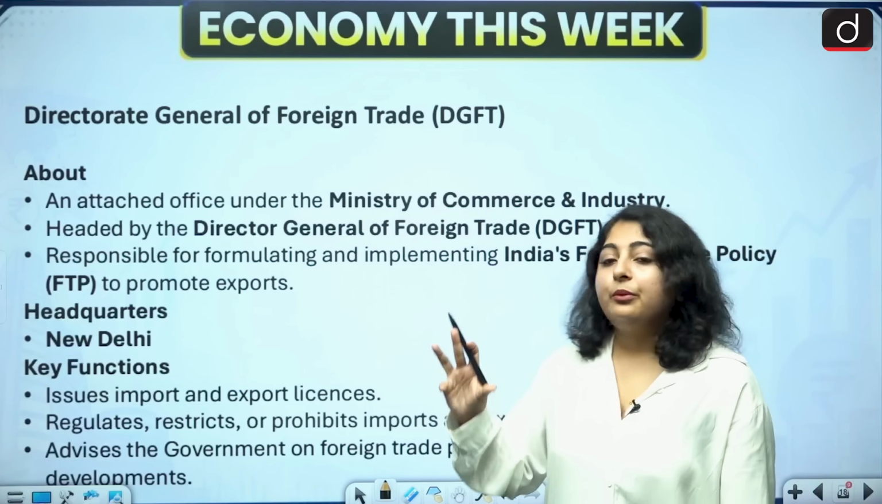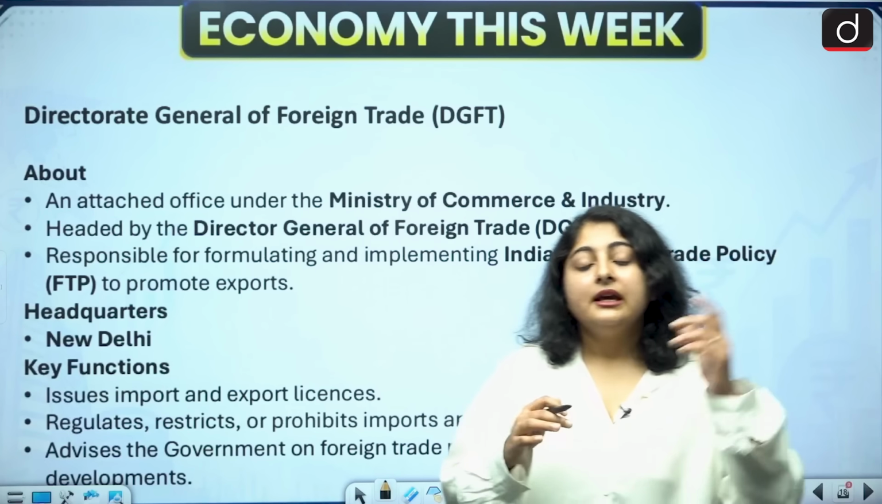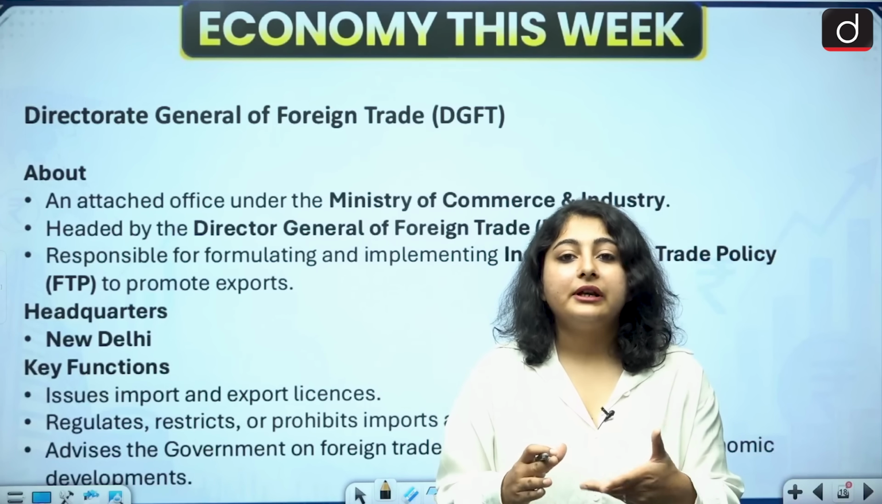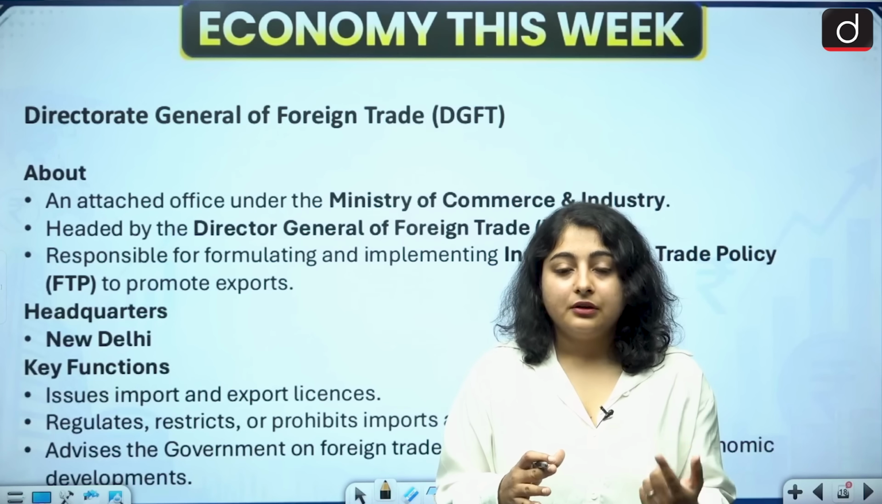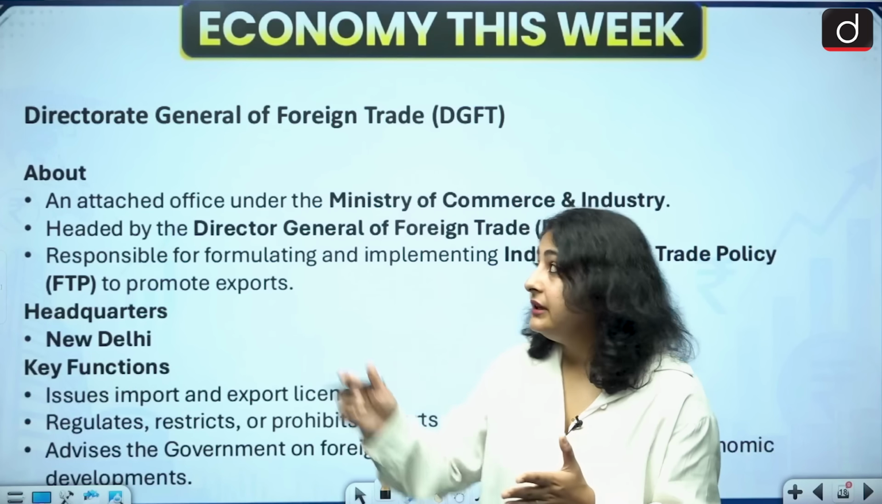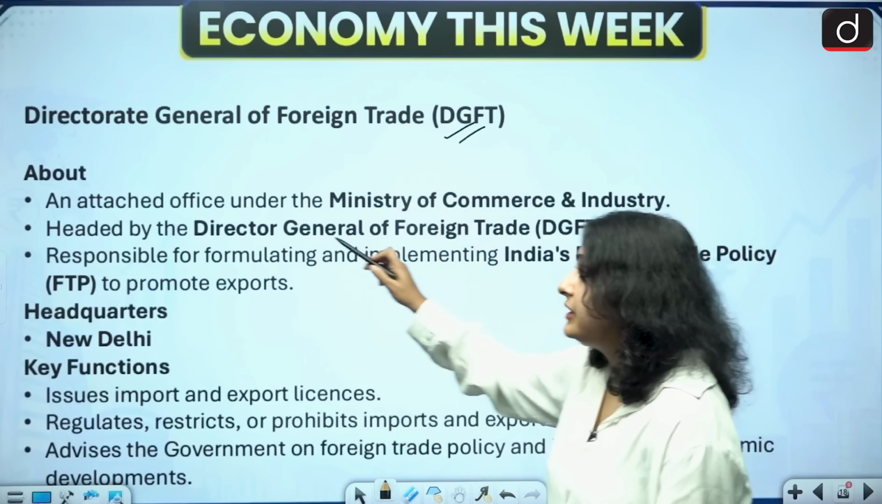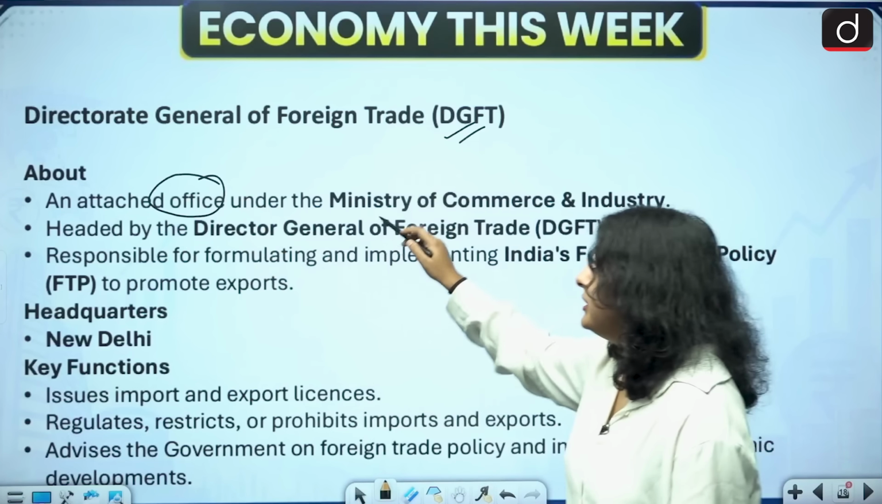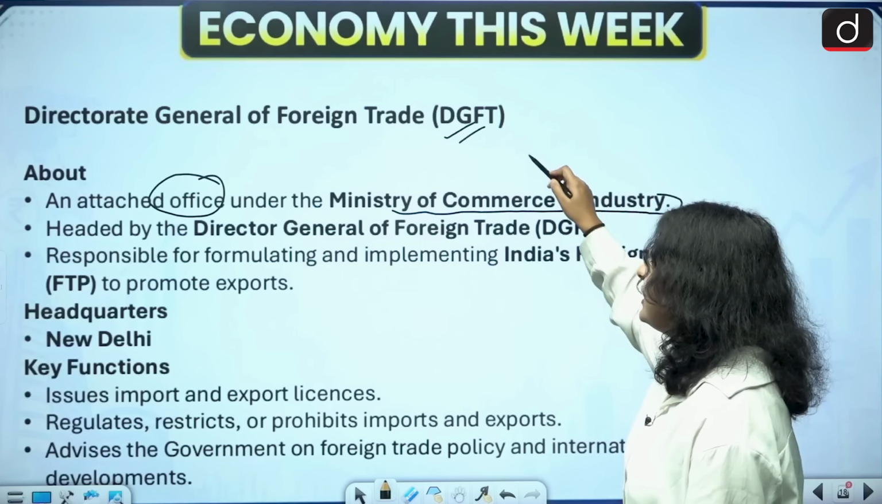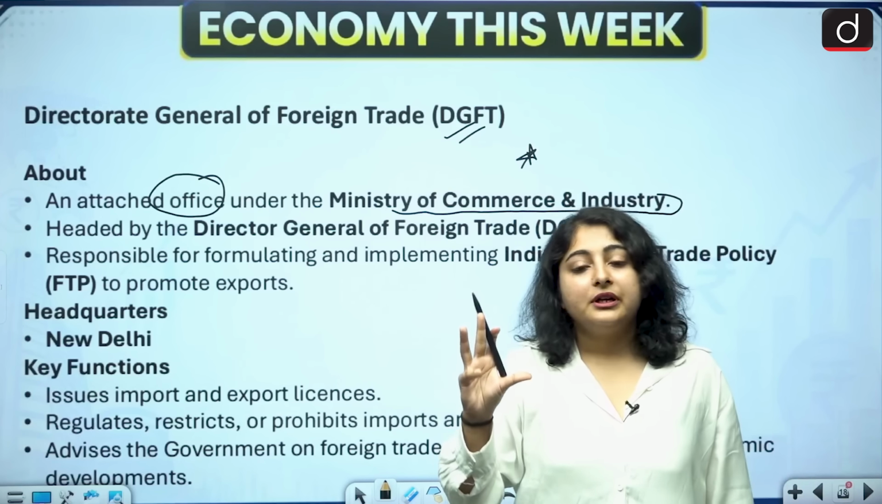Now let us also talk about the DGFT, because if you have to amend your foreign trade policy, which organization is involved? DGFT is involved. DGFT is an attached office. It comes under your Ministry of Commerce and Industry. Very important fact. You have to remember it.